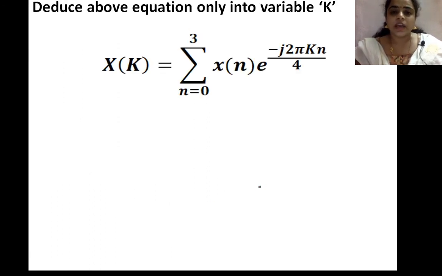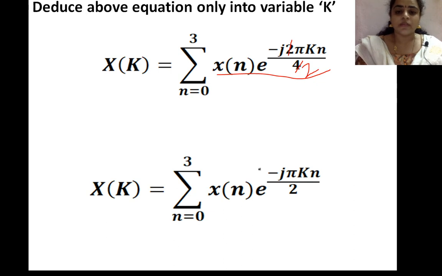So x of k is equal to summation n equal to 0 to 3, since capital N minus 1 is 3 when capital N is 4, of x of n into e power minus j 2 pi k n by 4, which is minus j pi k n by 2. Then the formula is reduced to this.